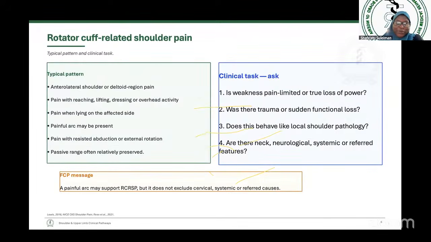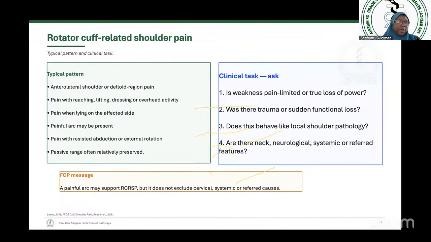So, rotator cuff related shoulder pain, just a continuation: the typical pattern and the clinical task. I think I've said this already. In the typical pattern, we get pain in the anterolateral aspect of the shoulder or around the deltoid region. Pain with reaching out for something, lifting. The patient might report pain with dressing or any overhead activity. They might also describe the shoulder being more painful when they are lying on the side, and even sometimes when lying on the unaffected side.